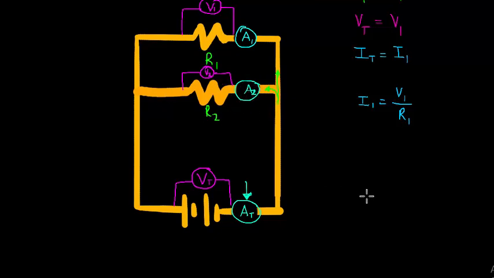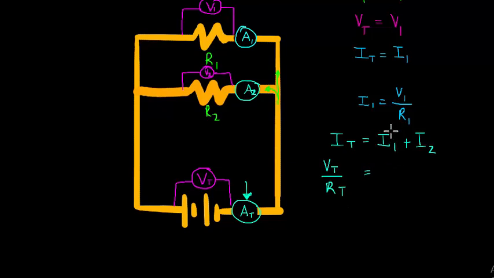Now what I should know is that my total current is the current that goes to resistor 1 plus my current that goes to resistor 2. Now how would I work out the total current? Well, the total current would be my total voltage divided by my total resistance.